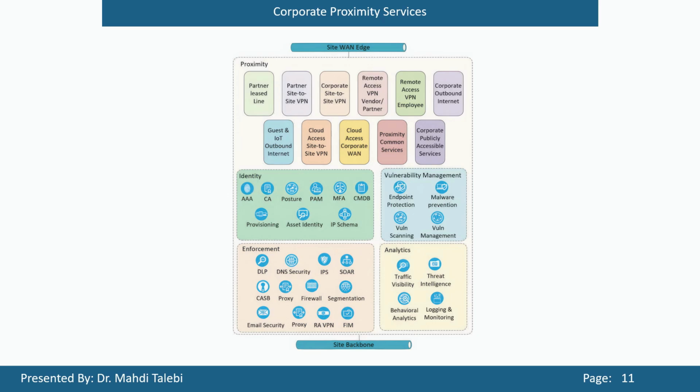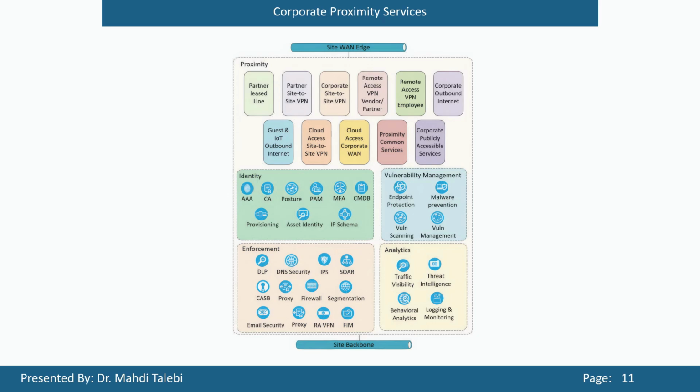Enforcement mechanisms, detailed in the lower part of the diagram, include a range of security measures like DLP, data loss prevention, DNS security, and firewalls, which serve to protect data from unauthorized access and cyber threats. Moreover, segmentation aids in reducing potential attack surfaces by dividing larger networks into smaller, more manageable, and more secure segments.